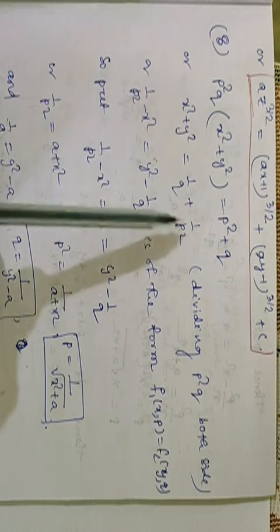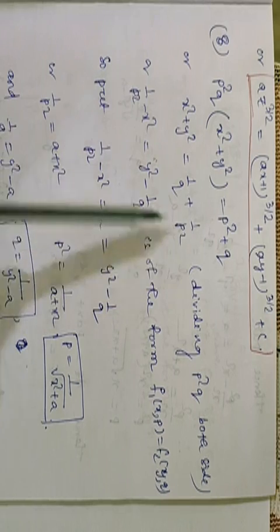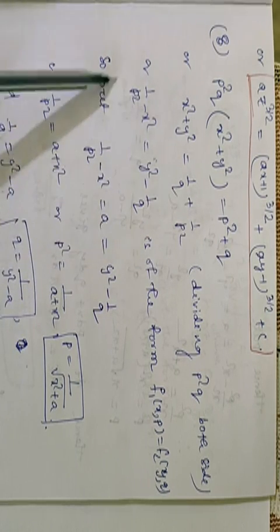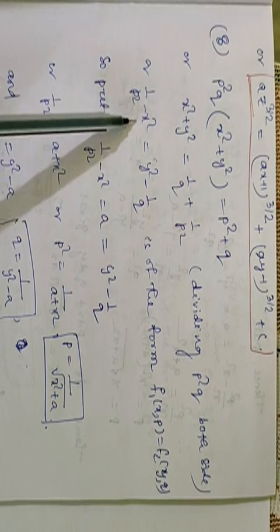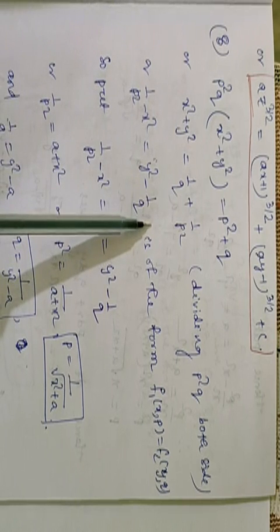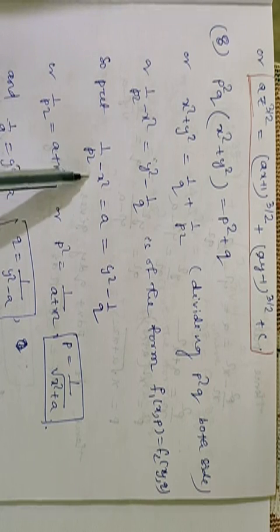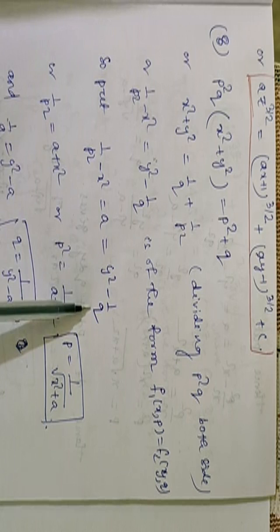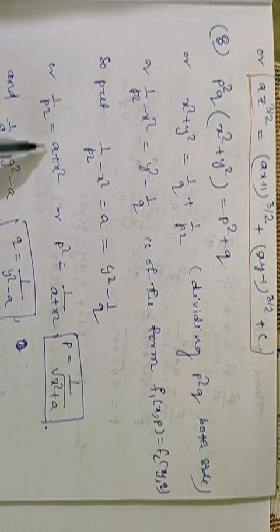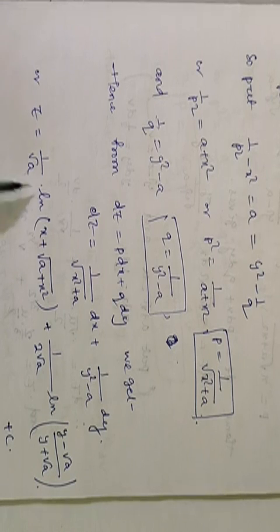1 by p square minus x square is equal to y square minus 1 by q. Now it is of standard form 3, so we can put this equal to a, some constant. So 1 by p square minus x square is equal to a is equal to y square minus 1 by q. Now p can be obtained in terms of a and x and q can be obtained in terms of y and a.